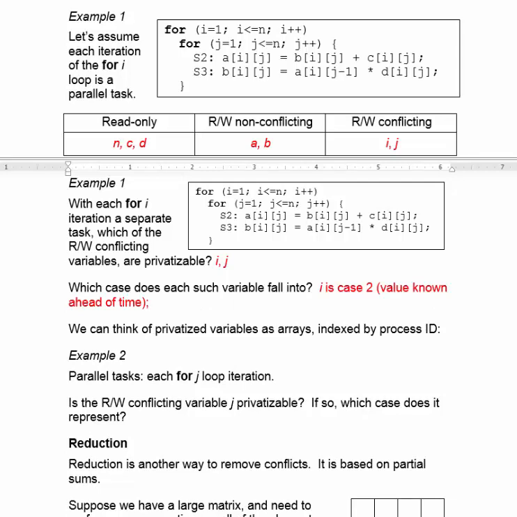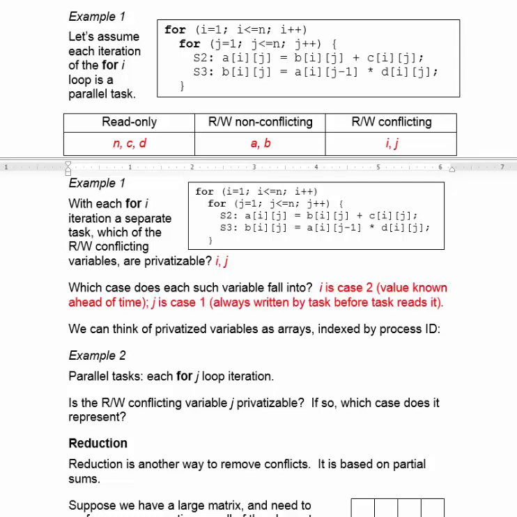Now what about j? j starts out by being initialized to 1 at the beginning of the loop, and then it's accessed. But no task will access j before it initializes it at the beginning of its j loop, and thus it's case 1, a variable that's always defined or written in program order by a task before being read by the same task.